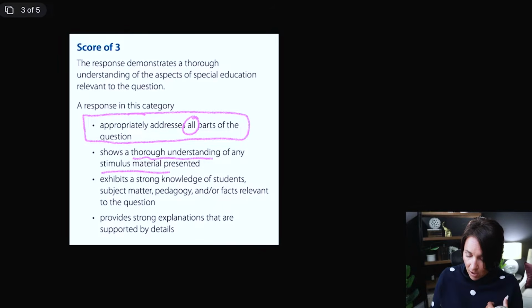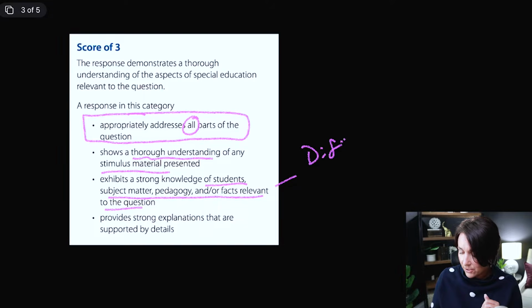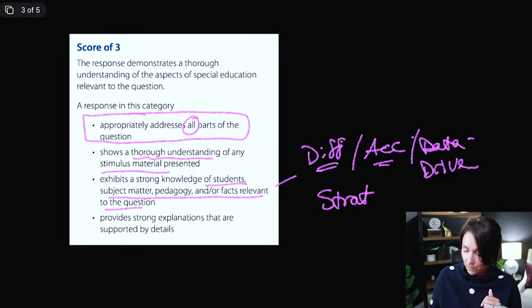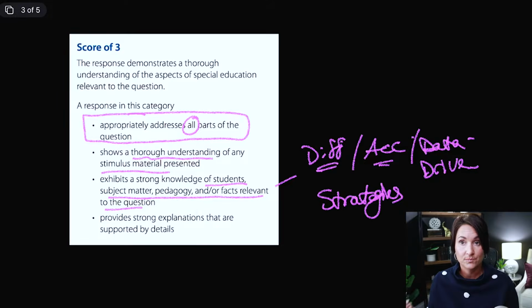Then we have exhibit strong knowledge of students, subject matter, pedagogy, and facts relevant to the question. So in this case, you're going to want to know about differentiation. You're going to want to know about accommodations. You're going to want to know about data-driven decisions. You're going to want to know about certain strategies because you're going to have to talk about those. So you're going to need to know some lingo here that you're going to want to use, because in this last bullet, provide strong explanations that are supported by details.